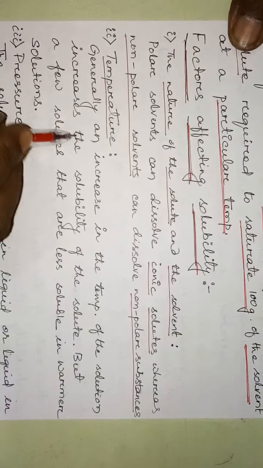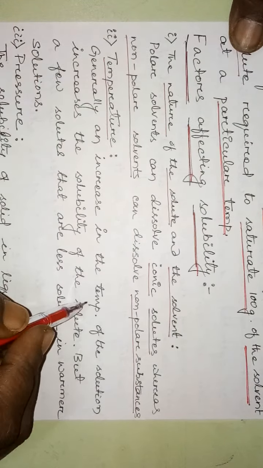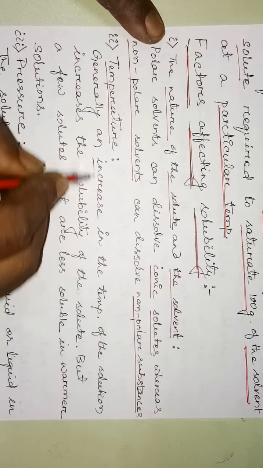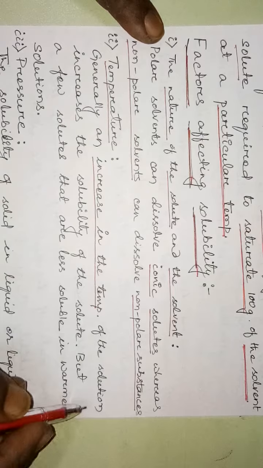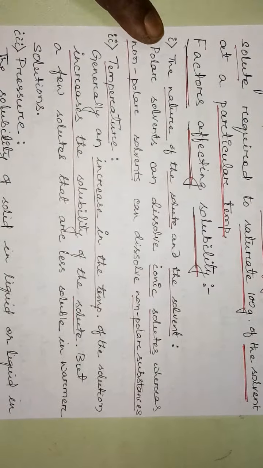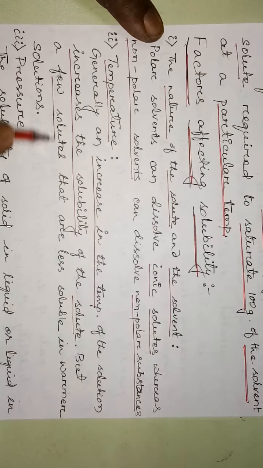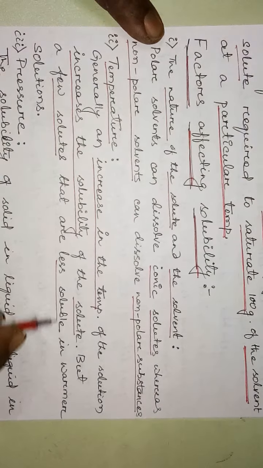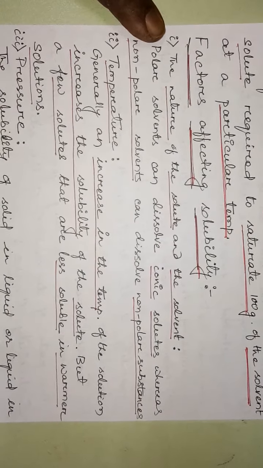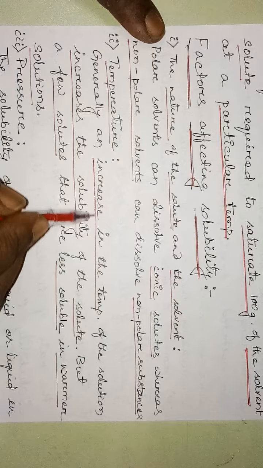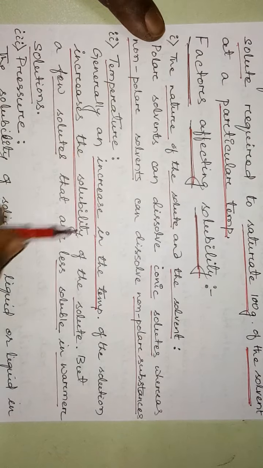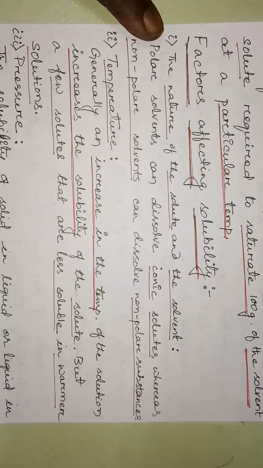Generally, an increase in temperature of the solution increases the solubility of the solute. But in a few cases, some solutes are less soluble in warmer solutions. Clear? So generally, when there is an increase in temperature, there is an increase in solubility of the solute in the solvent. Clear?